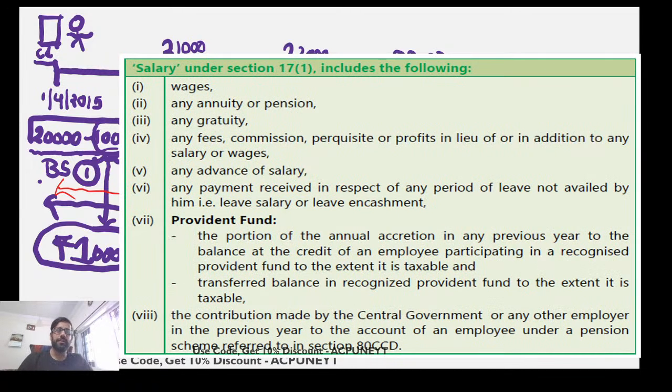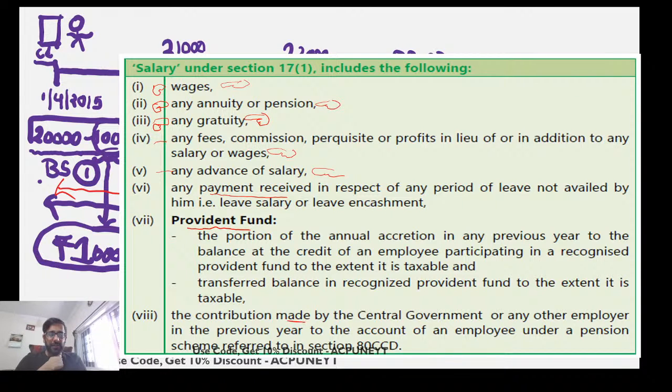So here section 17(1) includes the definition of salary. If you see, salary includes wages, annuity, gratuity, fee, commission, advance salary, payment received in respect of any period of leave not availed, and provident fund. We will read these things in detail.